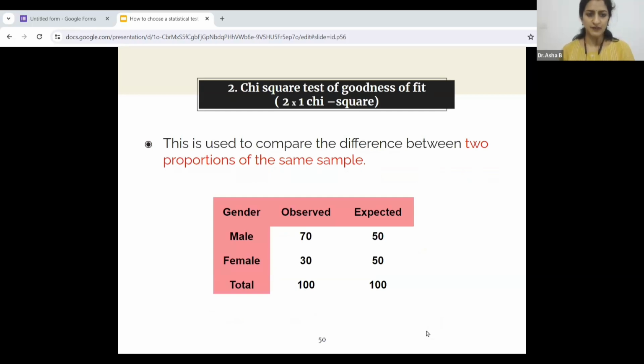The second application is to test the goodness of fit. Here again, the observed values will be compared to the expected values. If you see this table, the sample collected shows that there are 70 males and 30 females. Considering 50% as probability, when someone asks what could be the gender probability, definitely it will be 50-50. So we expect 50 males and 50 females to be drawn in that sample. But what we have observed is 70 males and 30 females. So we will be comparing the observed values and the expected values. This is almost like a one-sample t-test, where we compare the sample mean to the hypothesized or assumed population mean. Here it is the same, but there it was the mean, and here it is the numbers which will be expected. The observed values will be compared to the expected values.